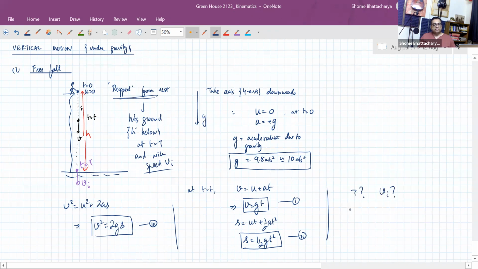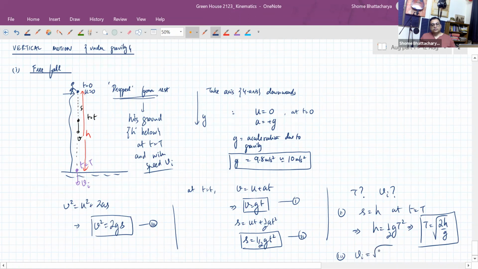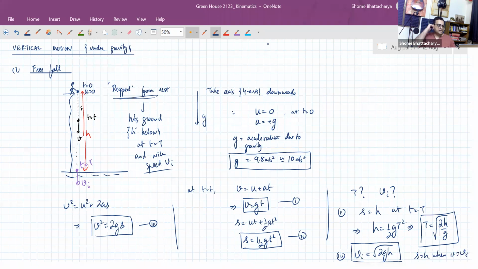So you can see that in equation 2, s is equal to h at t equal to capital T. So h is equal to half gt square. So the time it takes for it to hit the ground is this. And from equation 3, v impact will become square root of 2gh, because the displacement is equal to h when v is equal to the impact speed. So vi stands there for the impact speed.